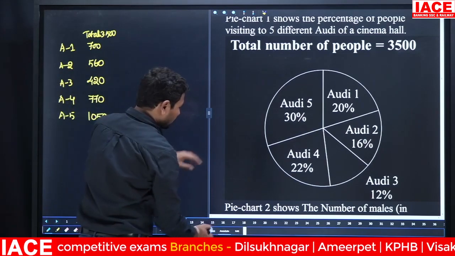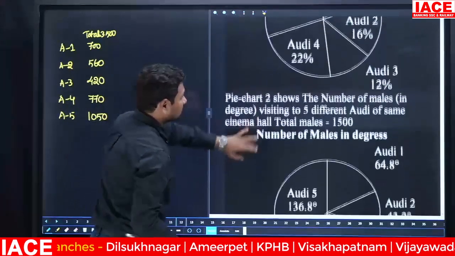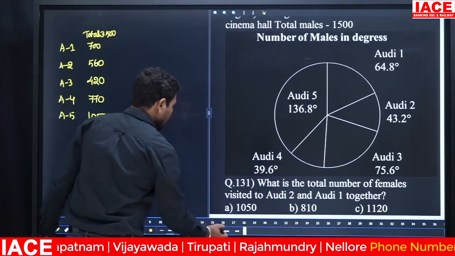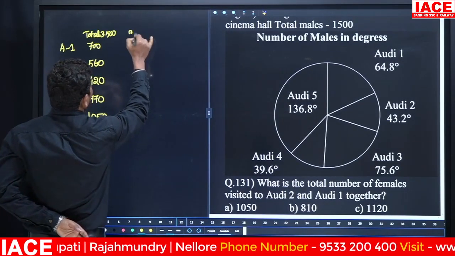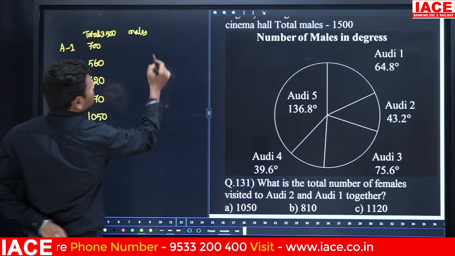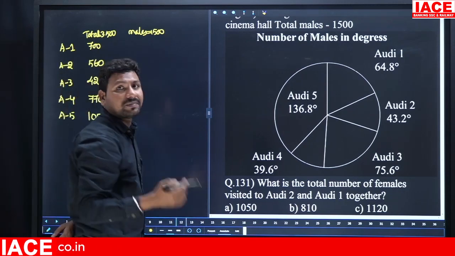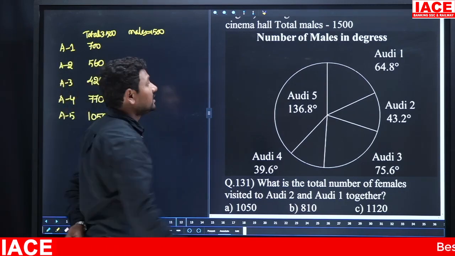Now, as it is, we also have to distribute the females. How to distribute the females? First of all, we have to work out the males' values. The total number of males is 1500. And you can observe in the pie chart, they are not mentioned percentage-wise, they are mentioned in degrees. How to calculate?